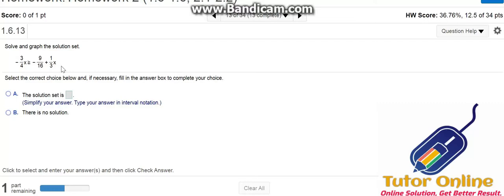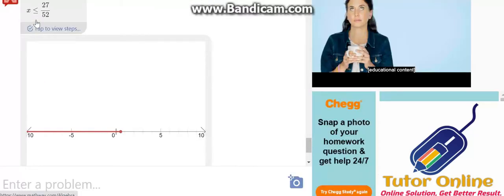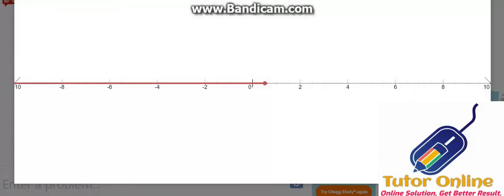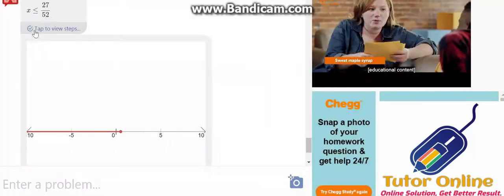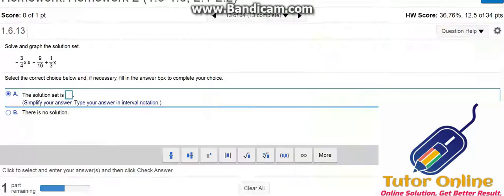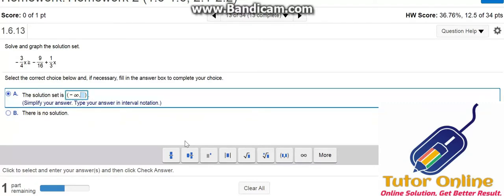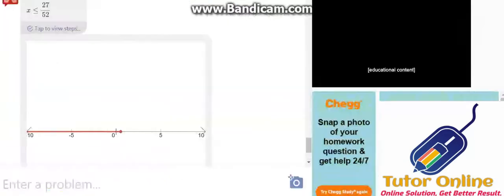So let's start. First we will solve this inequality in terms of x. It shows that x is less than or equal to 27/52, and it's the graph. So let's put the values. What will be our solution set? Our solution set will be x is less than or equal to 27/52, which starts from minus infinity to 27/52.